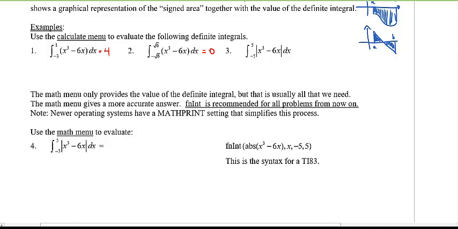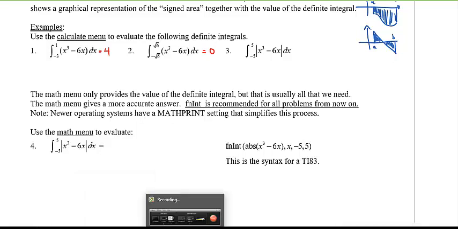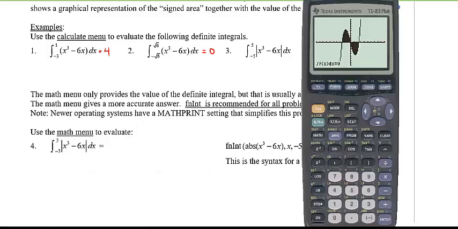Now, how about number 3? I want you to try this with the absolute value. If you want to try this yourself before watching me do it, by all means, press pause. If you do want to watch me do it, then keep rolling. So now, go to y equals 2, find the absolute value, which is under the math menu. Go right to num, choose number 1, abs, x cubed minus 6x. We will graph this out.